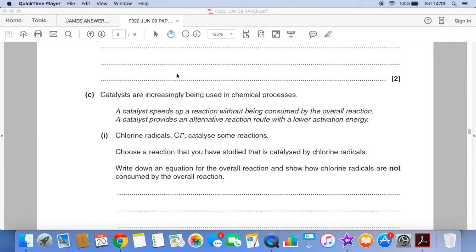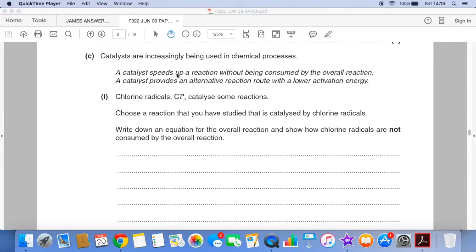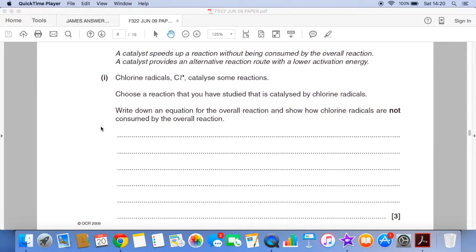Part C, we've got a bit of a choice in this one. So we're given some information about catalysts, and then we're told that chlorine radicals catalyze some reactions, and then you choose a reaction that you've studied that is catalyzed by chlorine radicals. And when I go through the answer, there are two that I'm going to talk about. We have to write down an equation for the overall reaction, and we must show how chlorine radicals are not consumed by the overall reaction.